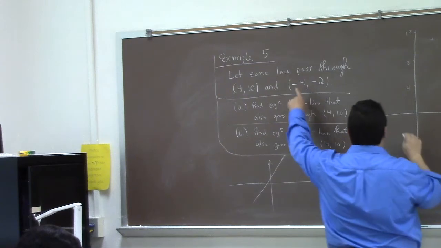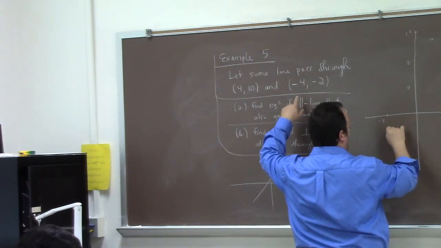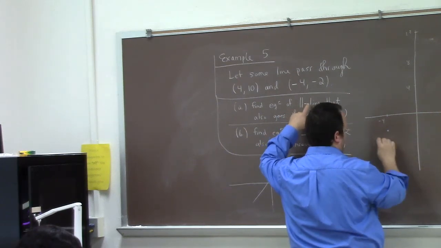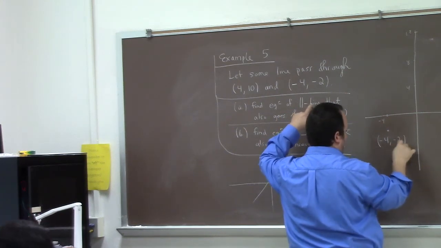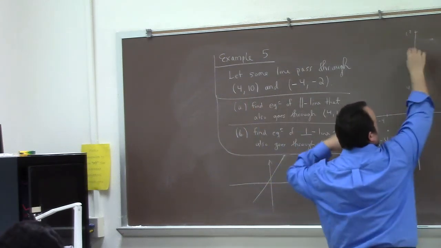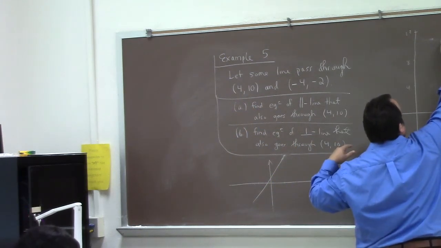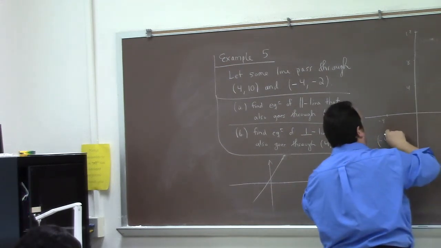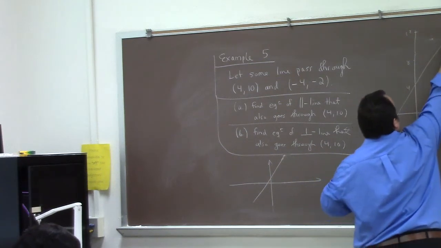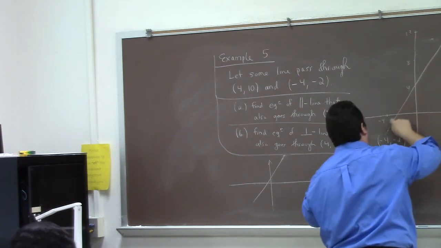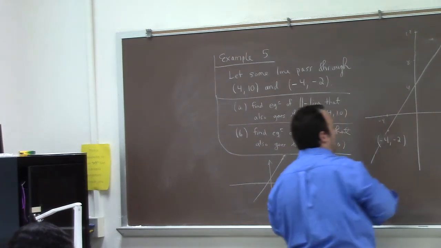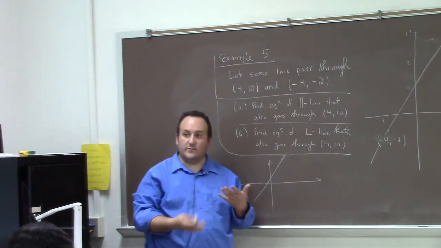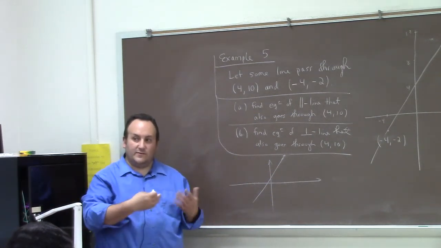So I said it goes through (-4, -2). So that's like here. And (4, 10). It was supposed to be a line. I tried. All right, so there you go. Now the thing is, I can draw the line because I can connect the dots, but I don't know what the equation of it is yet. How do I find the equation of this line? What do I do?